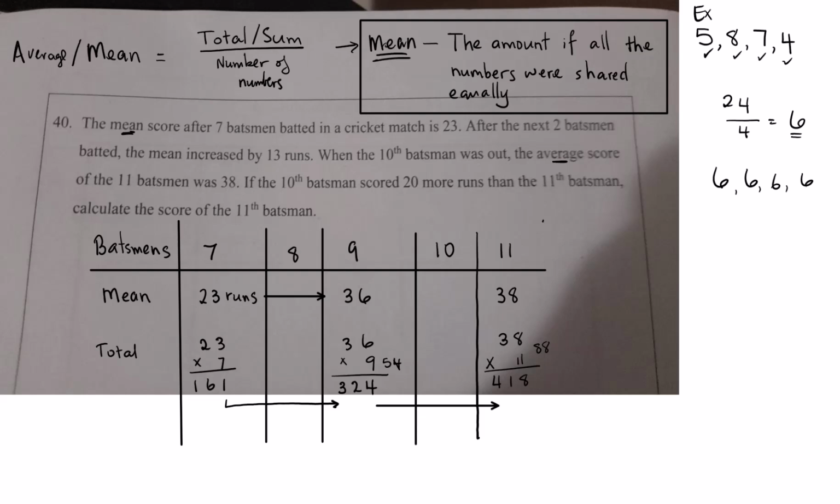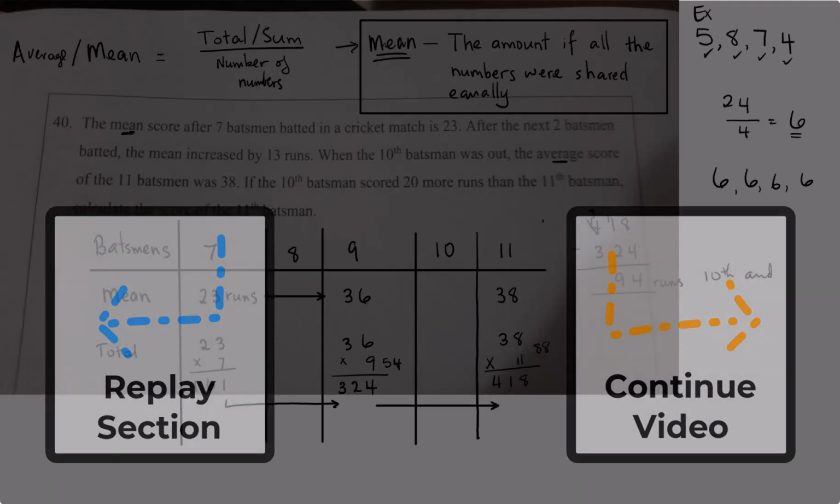So let's do that now. We're going to find out the total for the 10th and 11th batsmen by saying 418 take away 324. That's going to find how many more runs the two batsmen scored. They scored 94 runs. That was scored by the 10th and 11th batsman.